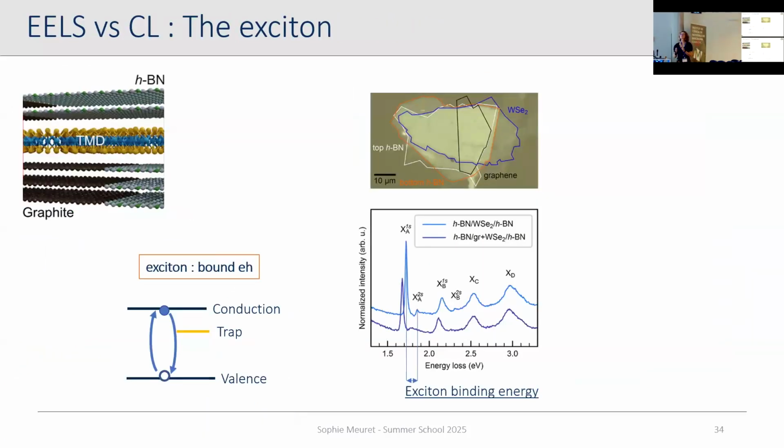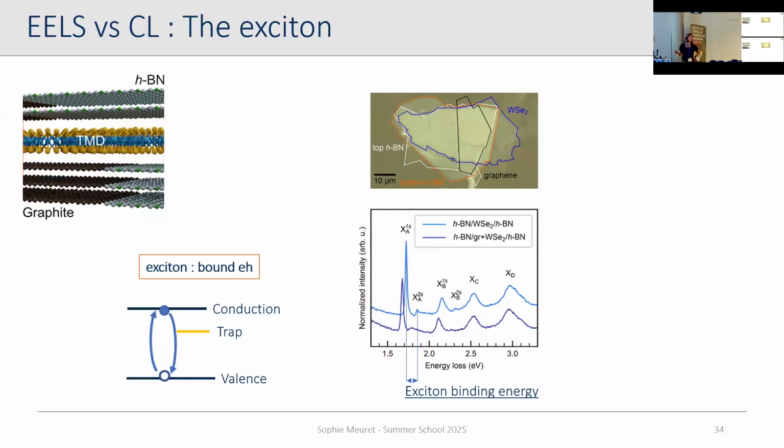Okay, I'm going to go back a little with EELS versus cathodoluminescence, with a very quick example. This paper is from Sophie Wu and Louis Tizet from Orsay, and they looked at the optical properties of a two-dimensional material within hexagonal boron nitride, with or without graphene between the hexagonal boron nitride and the 2D material. And they see some very nice difference of the exciton.